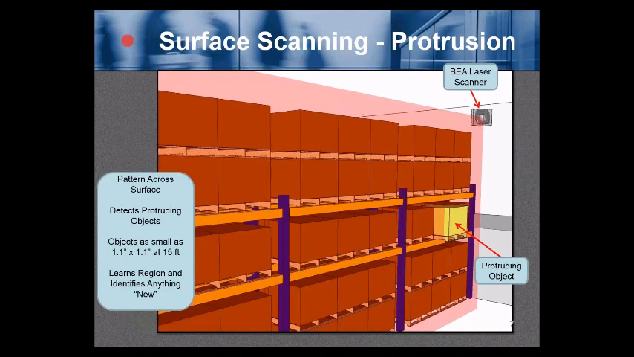Surface scanning protrusion. Here we have our laser scanner scanning over what looks like some boxes on some shelves, and there's one box sticking out that it shouldn't be, so it detects that protrusion. The pattern across the entire surface detects protruding objects as small as 1.1 by 1.1 at 15 feet. It learns a region and then identifies anything new. In this case, this new box shouldn't be there.